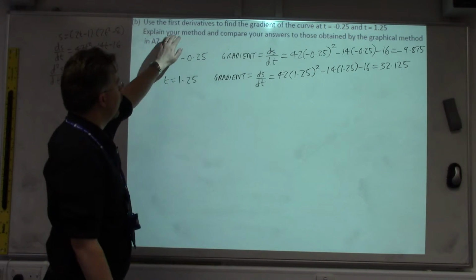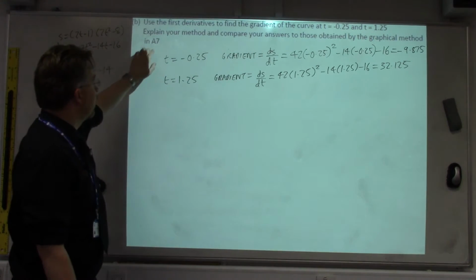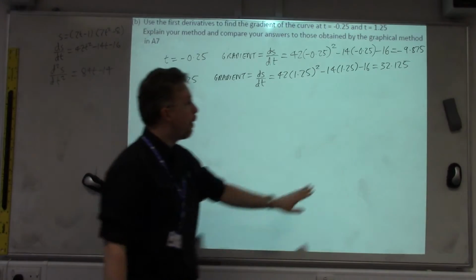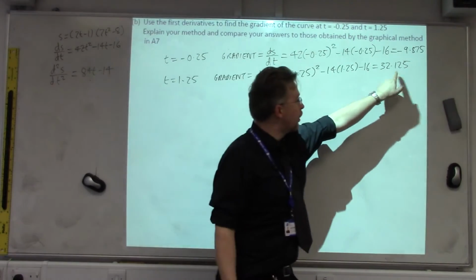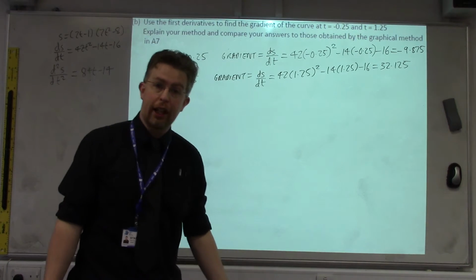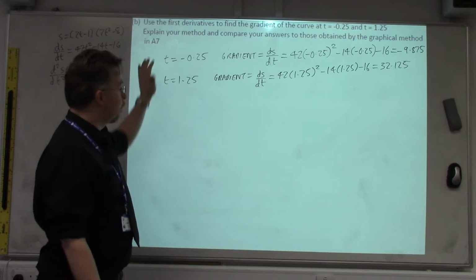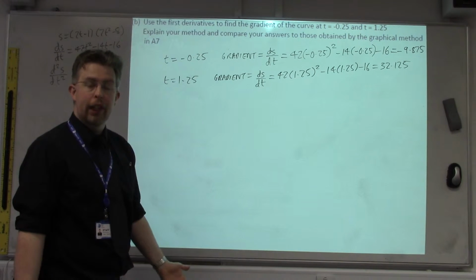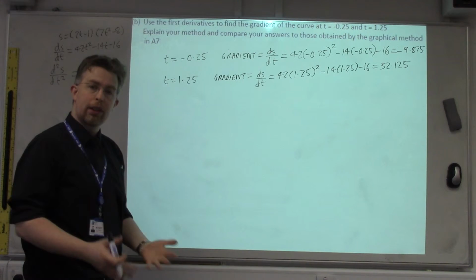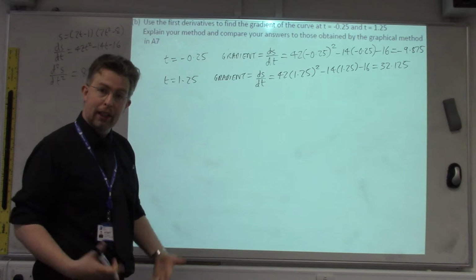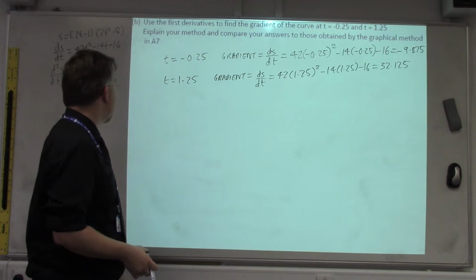When you go for merit and distinction, you need to explain what you're doing, and you have to compare your answers to those obtained in the graphical method in A7. So bear in mind, just like the earlier sections like this, these are the actual answers, and then you would say, in my answers to A7, if they were close, those were good estimates. If they weren't close, they were bad estimates. It doesn't matter if your estimates in A7 were good or bad, as long as you made the correct comment for your values.